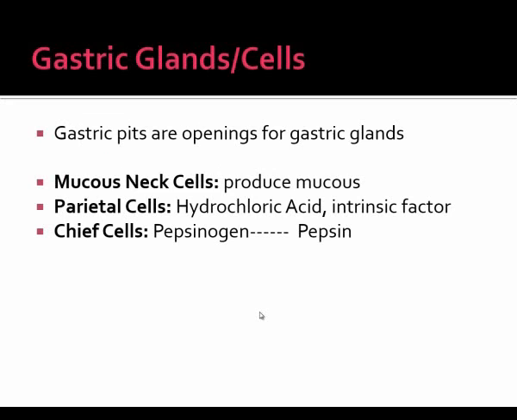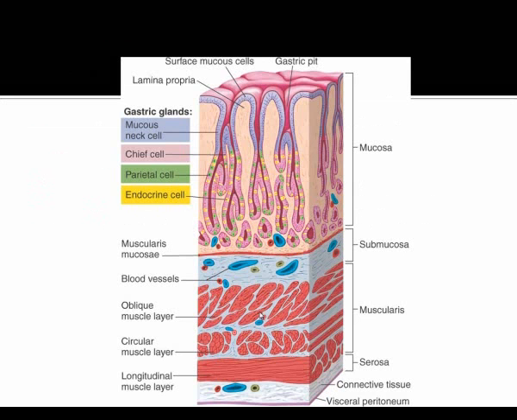Now the rugae folds are one thing. The gastric pits or glands and cells that we find here are a completely different thing. We have some other cells called mucous neck cells, which are different from surface mucus cells. There's not a whole lot of difference there, just basically location. Then we have parietal cells and chief cells. So let me just give you a peek at this picture here.